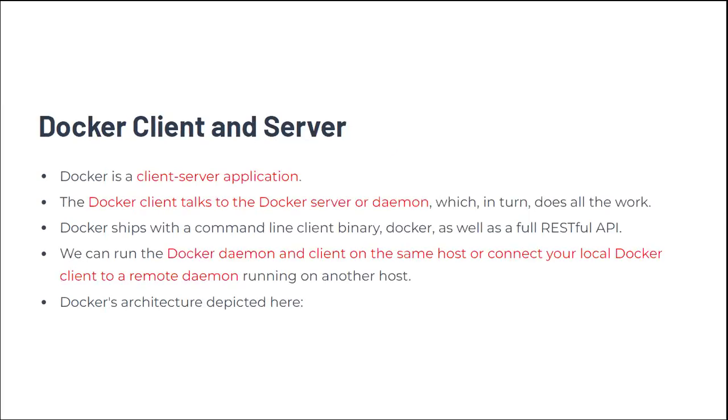The first component, Docker client and server. Docker follows a client server architecture. The Docker client is what you and I interact with. Whenever we type commands like docker run, docker pull, or docker build, those commands are issued by the client. Next one, the Docker server. It is also known as Docker daemon. It is the actual worker. It builds images, creates containers, and handles all the operations behind the scenes.